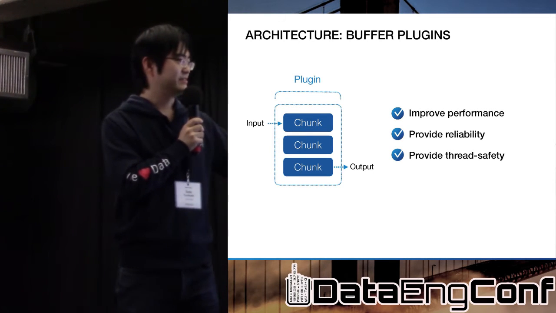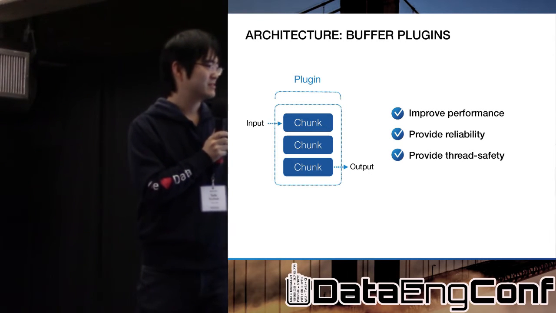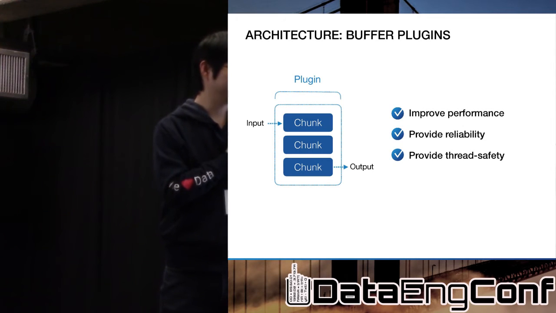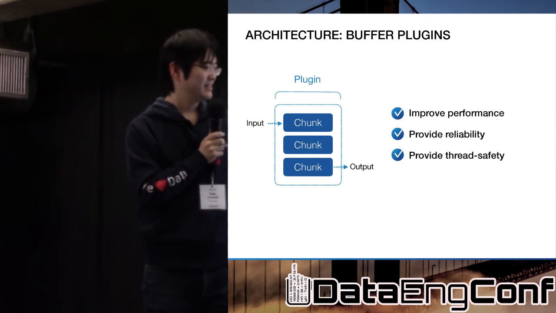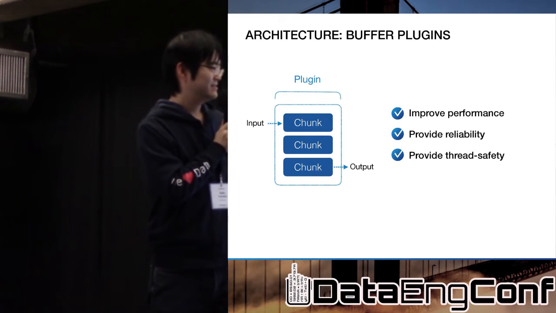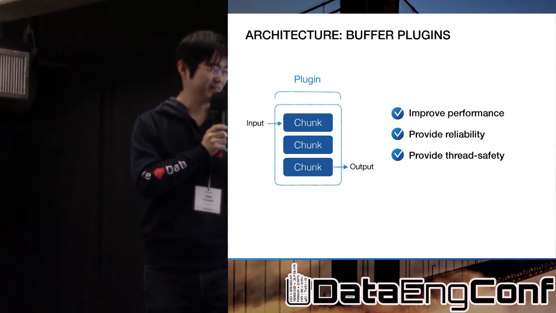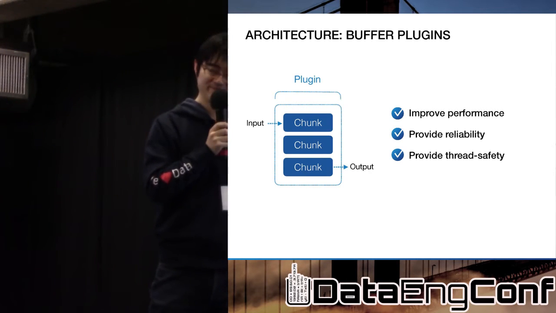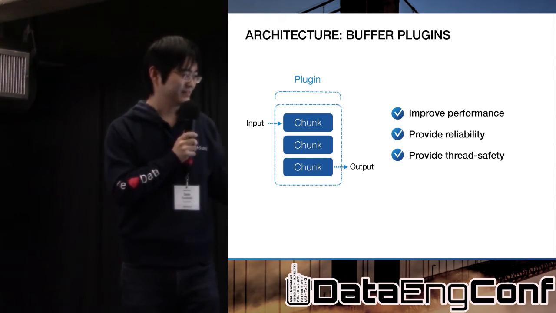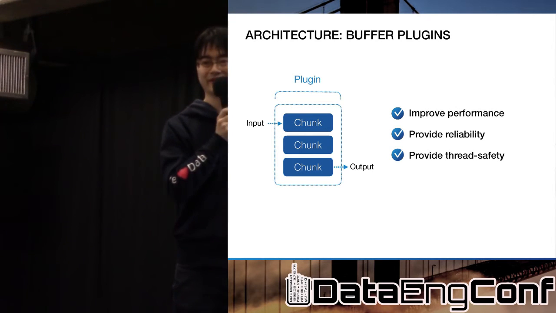So Fluentd uses this buffer architecture. A buffer has chunks in it. One chunk stores several logs. Input plugins write data to the latest chunk, and output plugins read data from the oldest chunk. It's queued up. So this means that even if output is blocked or not working well, input can still write data to the latest chunk.